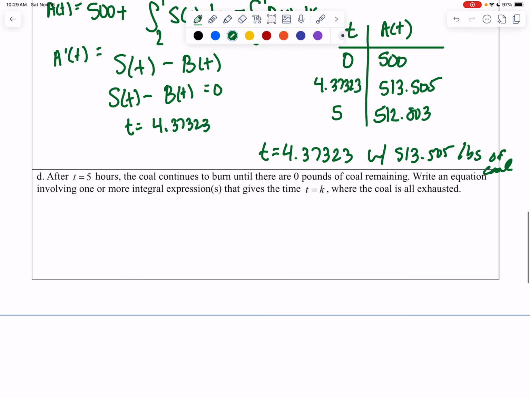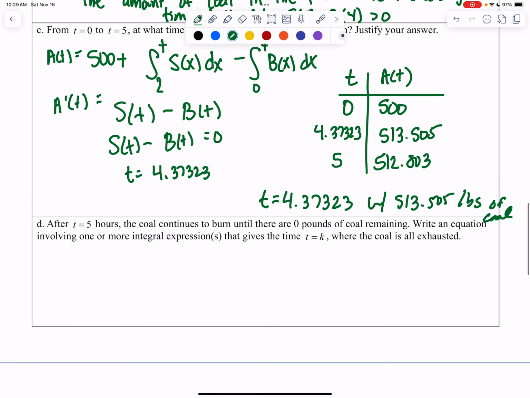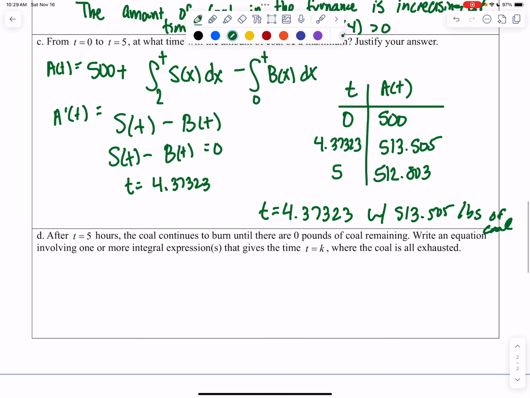All right, part D. After time t is equal to 5 hours, the coal continues to burn until there are 0 pounds of coal remaining. Write an equation involving one or more integral expressions that gives the time t is equal to k where the coal is all exhausted. There are a couple of ways that you could do this. So I'm just going to show you those ways here.